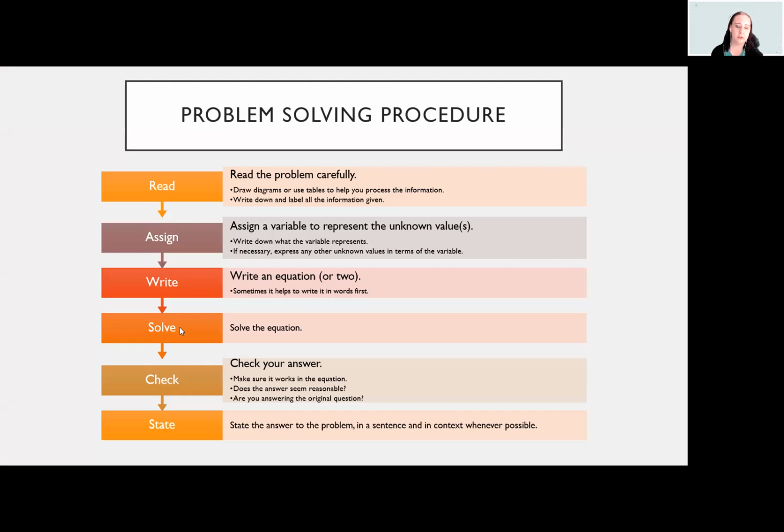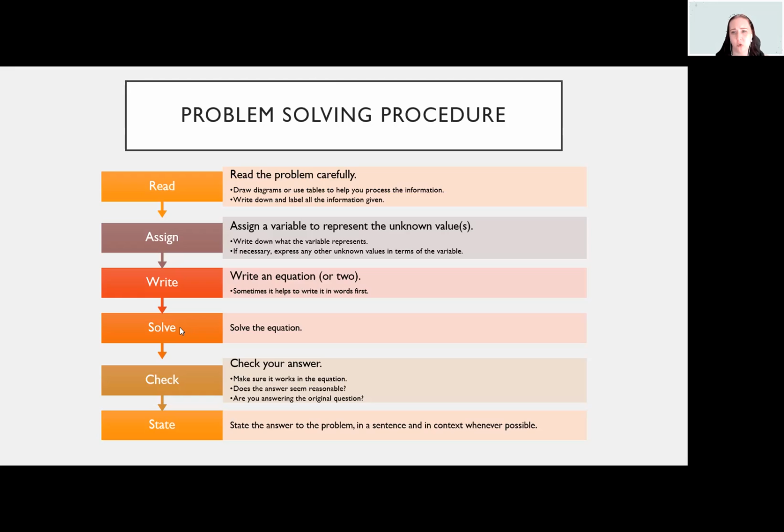So to start off, there is a general problem solving procedure when you're solving word problems. The first step is to read the problem carefully. And when I say carefully, I mean carefully, because there is a difference between saying 10% of something and 10% off something. It's a difference of one letter, but it's a big difference when it comes to the math that you're doing. So you do need to read the problem very carefully.